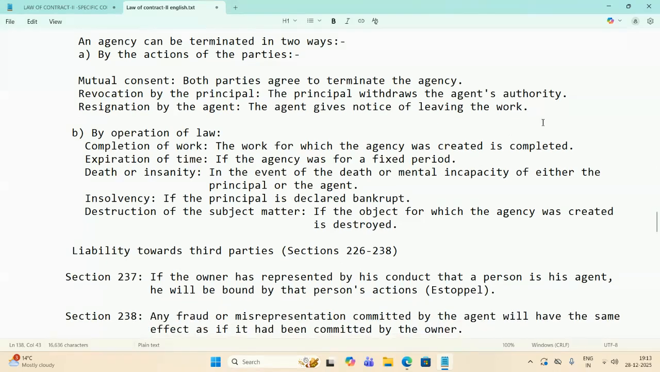Secondly, by operation of law. Completion of work: the work for which the agency was created is completed. Expiration of time: if the agency was for a fixed period. Death or insanity: in the event of death or mental incapacity of either the principal or the agent. Insolvency: if the principal is declared bankrupt. Destruction of the subject matter: if the object for which the agency was created is destroyed.